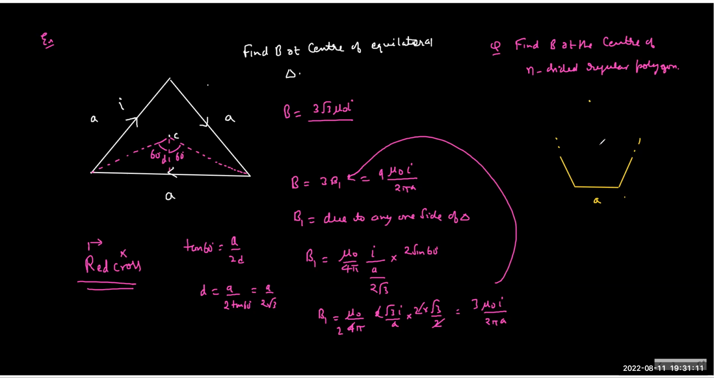So this is the center. What we'll do next is drop a perpendicular, right? And once you drop a perpendicular, what you need to know further is the angle subtended by one side at the center. What is this angle? Sir, pi by n will be. Very good. So this will be pi by n.